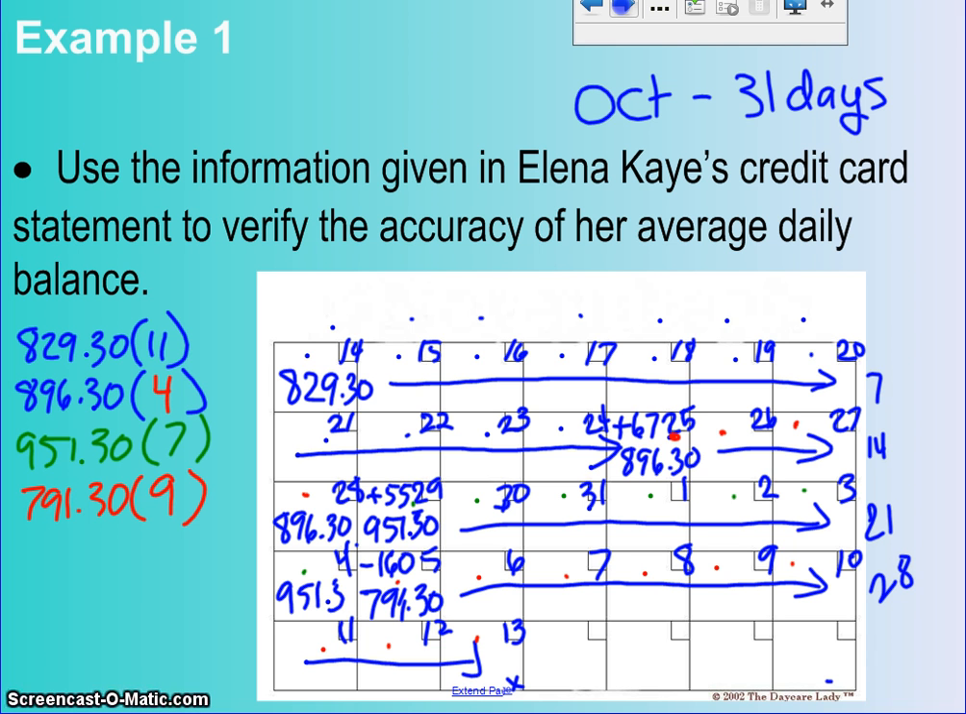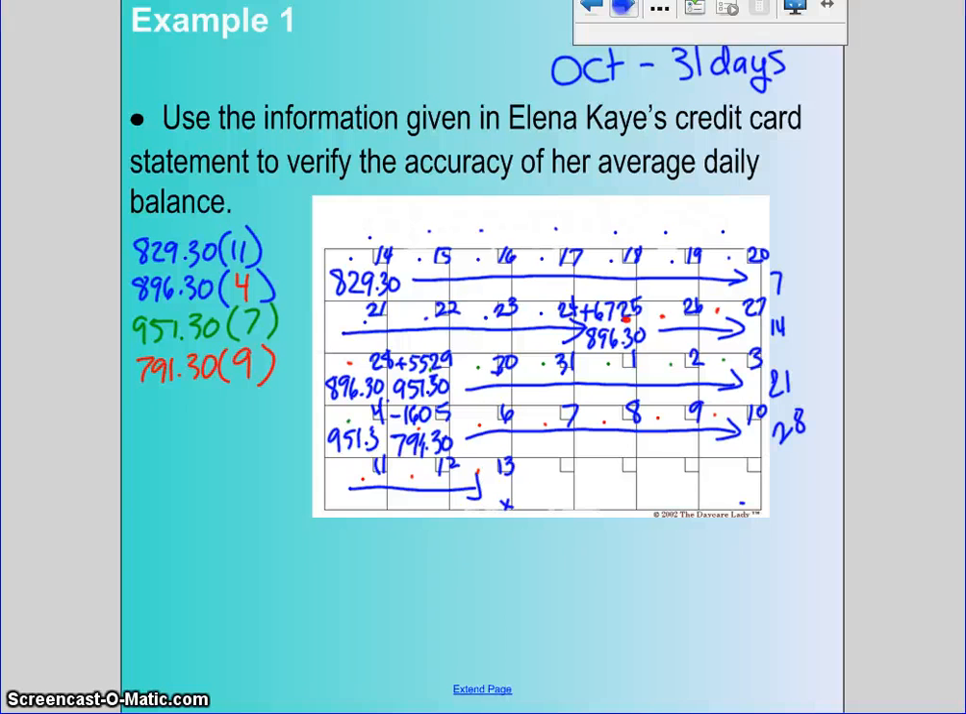Now when I multiply these values out, I'm kind of running out of room here, so let me see if I can extend it just a little bit. I get 11 times the $829.30, and I'm going to write the values below. I get $9,122.30. Then I have 4 times $896.30.